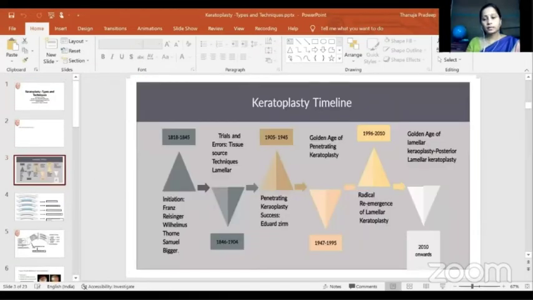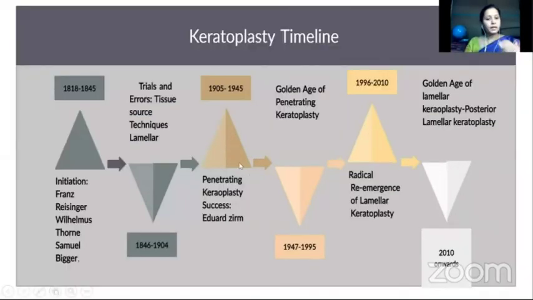So if you look into the keratoplasty timeline, you see that up till 1845, keratoplasty was only being conceptualized, was thought possible. Then after a lot of trials and errors, techniques of lamellar keratoplasty became popular. But between 1905 and almost 1995, penetrating keratoplasty became well established, and it was a golden age of penetrating keratoplasty. But after 1996, there's a re-emergence of lamellar keratoplasty because many of us have realized that we don't need to remove tissue which is not abnormal. Only abnormal tissue has to be removed.